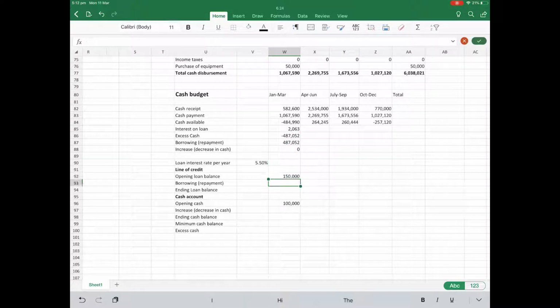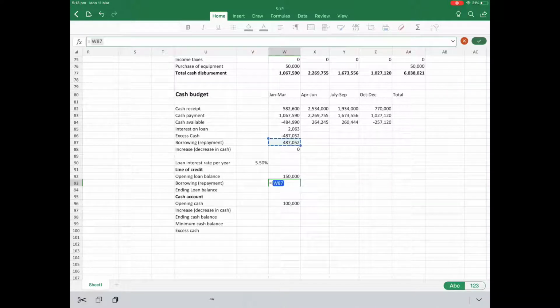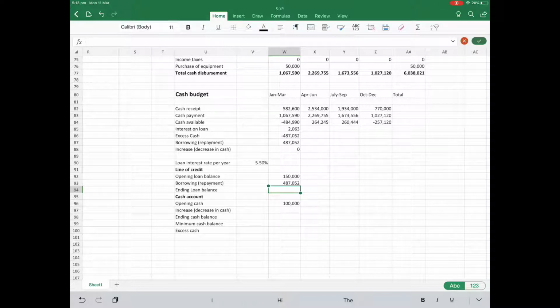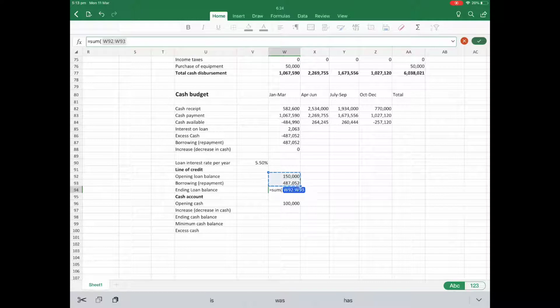Now, in order to know how much we have to pay next quarter, we have to know how much we borrowed in loan at the end of March. So we have to have some information about the opening loan balance, any additional borrowing or repayment that we made during the period, and the ending loan balance. Here you see that we have borrowed this much. So the total loan that we owe the bank now is the sum of these two.